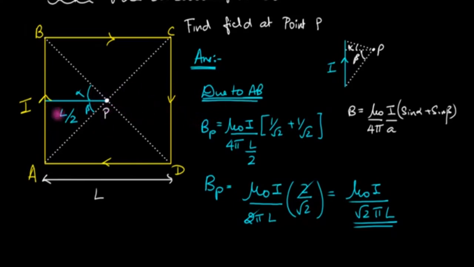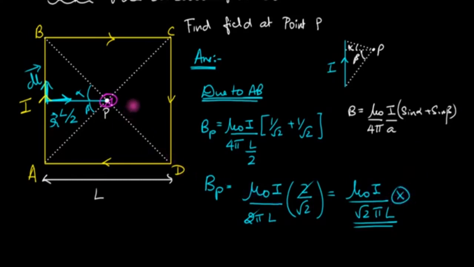Now the direction can be figured out in multiple ways. Either you can go for dl cross r. You can think of the dl vector is this way and r vector is this way. So if you do a dl cross r and you use your right hand rule, you're going to see that the magnetic field is into the plane, into the screen. And so this magnetic field over here is going to be into the screen.